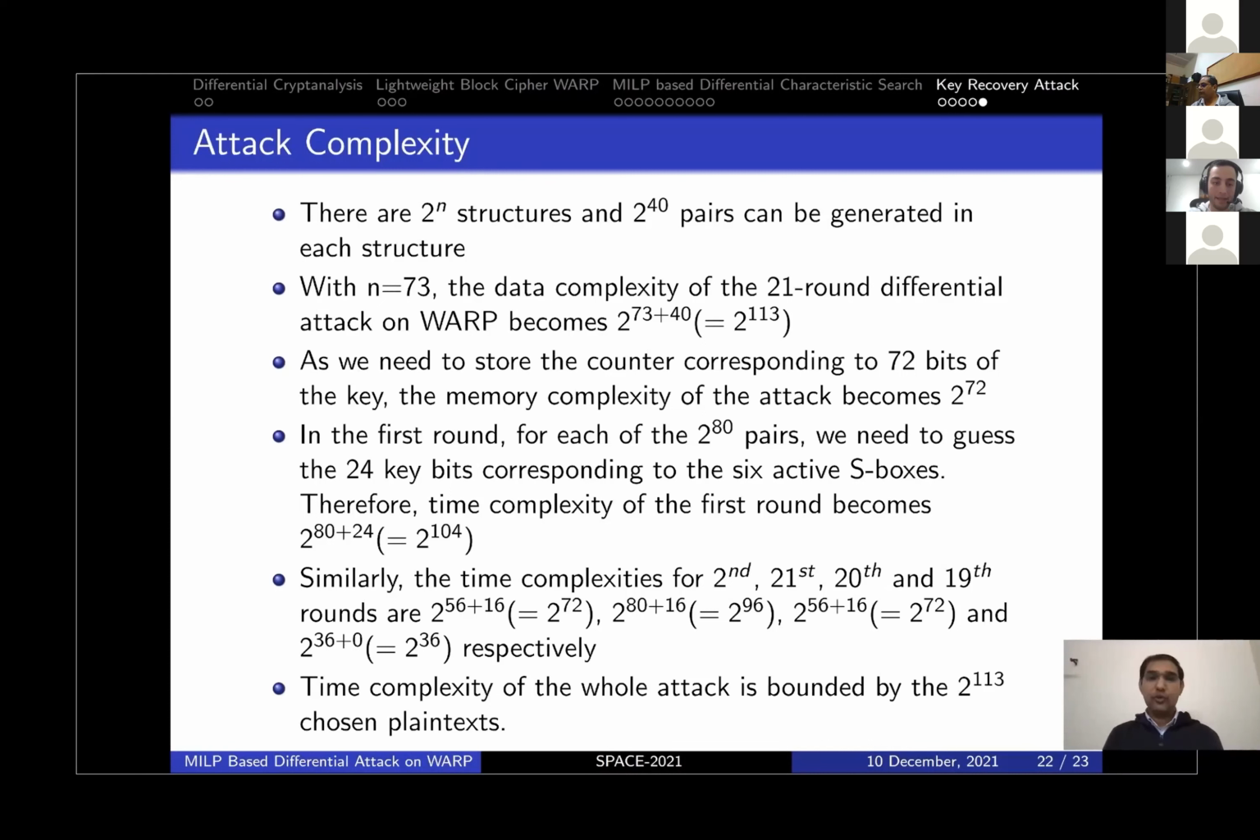In the first round, for each of the 2^80 pairs, we need to guess the 24 key bits corresponding to the 6 active S-boxes. Therefore, the time complexity of the first round becomes 2^(80+24), which is 2^104. Similarly, the time complexities for the second, 21st, 20th, and 19th rounds are 2^72, 2^96, 2^72, and 2^36, respectively. The time complexity of the whole attack is bounded by the 2^113 chosen plaintexts.